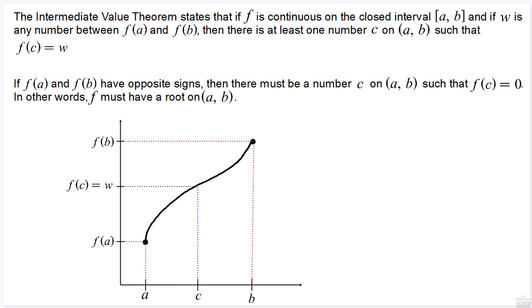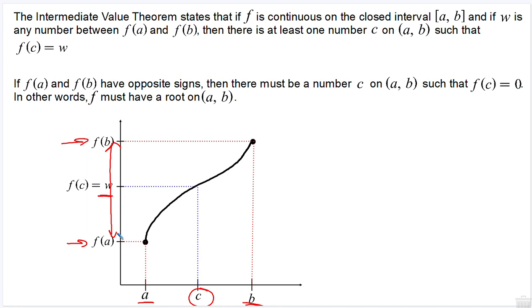So it says if the function is continuous on this closed interval from a to b, and w right there is some number that's between f of a and f of b. In other words, here's f of a down here at the bottom and f of b up here at the top of our little continuous function. If w is some number between there, then it is guaranteed that there is at least one number c between a and b, that if I plug c into my function, if I find f of c, I will get w, right?